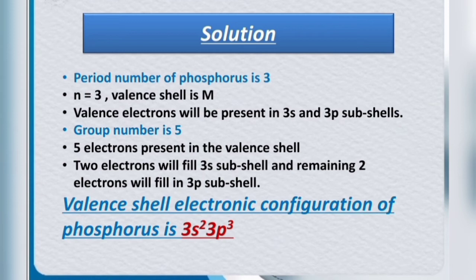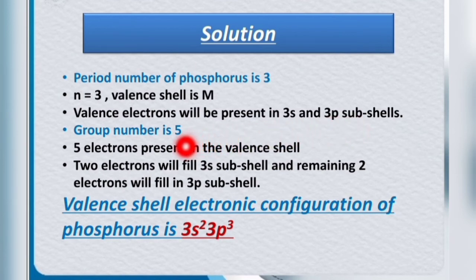Solution. The period number of phosphorus is? Yes, 3. If n value is 3, this means the valence shell is M. Students, remember I told you that if n value is 1, shell is K. If n value is 2, shell is L. And if n value is 3, shell is M. Valence electrons will be present in 3s and 3p subshells.